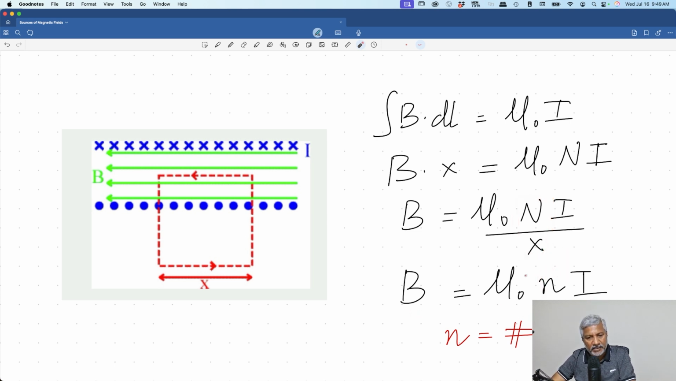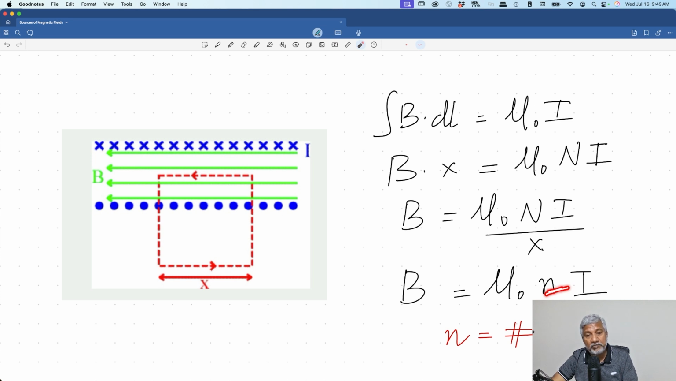Now this is the place where we could find the unit of mu naught, because n is just a number, it has no unit. So it's very clear that this being Tesla, this is Tesla, and this, although it's a number, actually I could have made a mistake here.